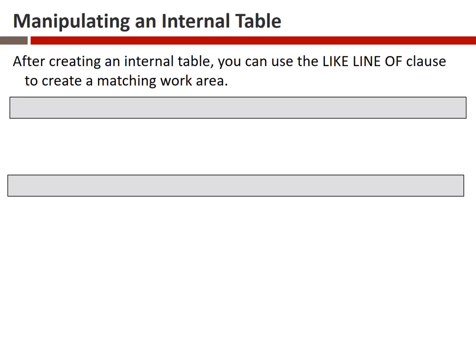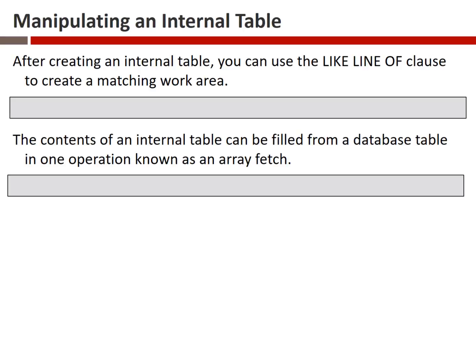Let's go back to some of the things we talked about. There are a couple of different ways that I can create a work area. But one way that I like to create a work area is by using the line of code data, and I give my work area name, and I will almost always call my work area WA. Data WA like line of iTable.